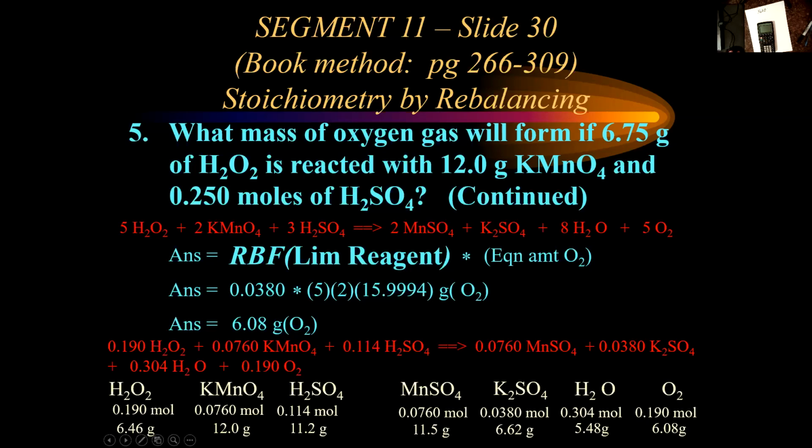Now, we said this has to conform to the law of conservation of mass. So if I add 6.46 to 12 and 11.2, I better get the same number that I get with 11.5 plus 6.62 plus 5.48 plus 6.08. That would show that it still obeys the law of conservation of mass, even when scaled to a different set of coefficients than what was used in the balanced equation.